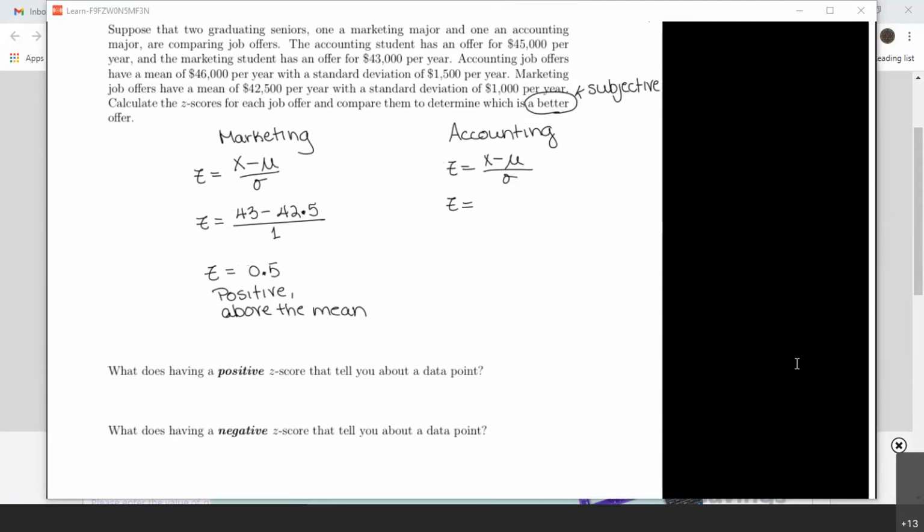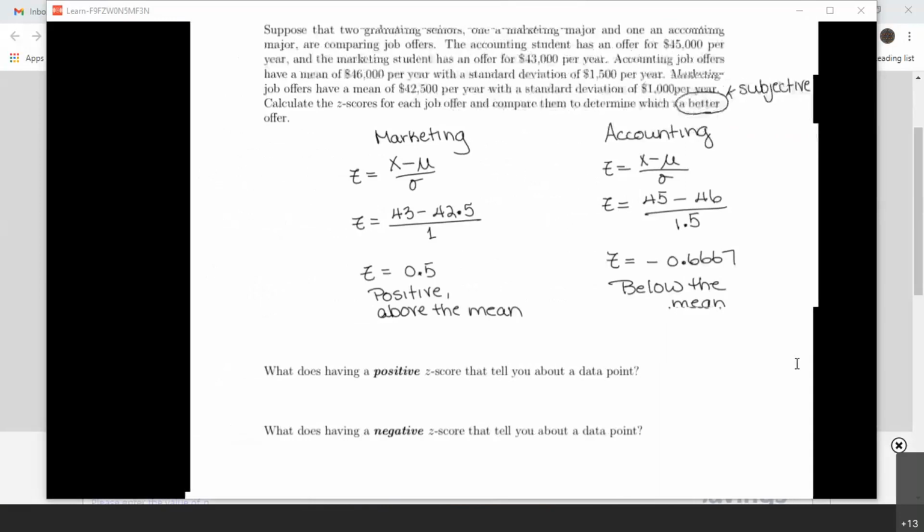The accounting student got a job offer of 45, and the mean value in that field is 46, and the standard deviation is 1,500, 1.5 thousand. That gives me a z-score. Again, notice the numerator. You're taking a bigger number from a smaller number, so you're getting a negative value. It's like negative 2/3. So this is below the mean. This student actually got a lower offer than the average accounting student gets.